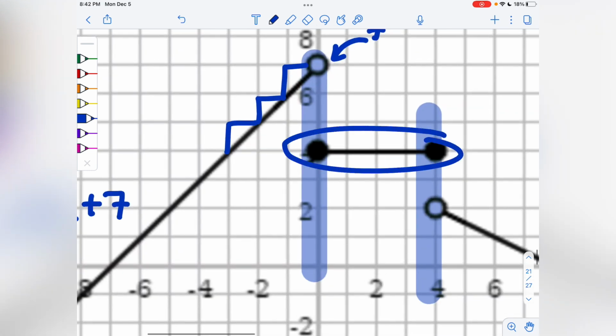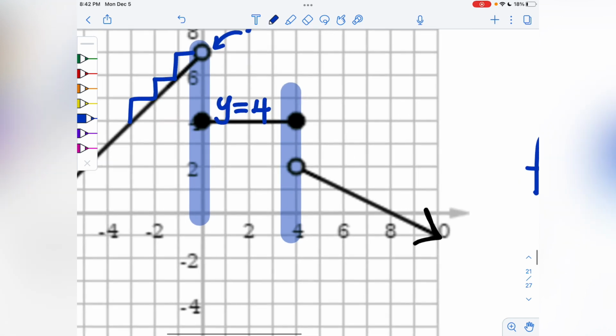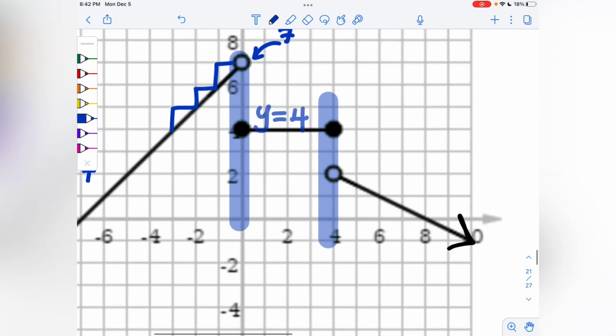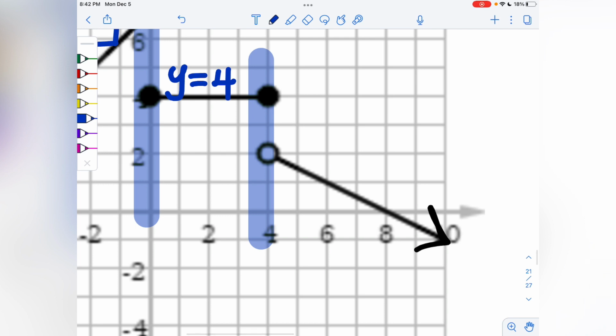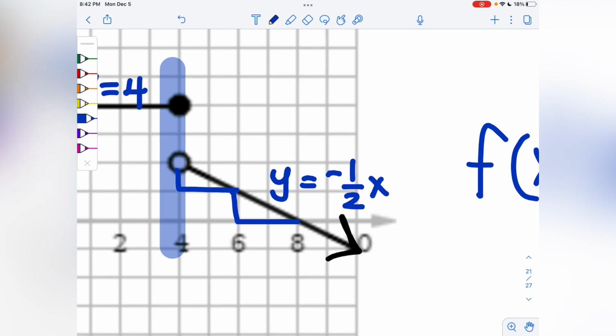This middle chunk is constant. It's a horizontal line at 4. So it's y equals 4. And then this one is a little bit hard because it doesn't hit the y-axis. So first let's figure out the slope. Down 1, right 2. Down 1, right 2. So the slope is -1/2 x. Now, if I continue that pattern, up 1, left 2, up 1, left 2, I can see that the y-intercept of this would be 4 if I kept going. So that's what I use. It would be 4.